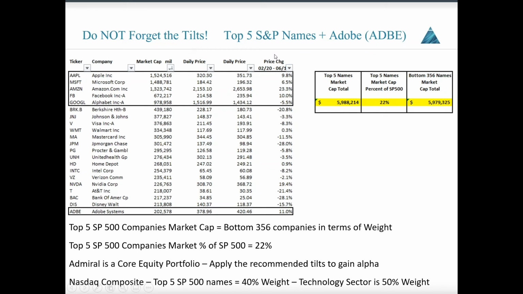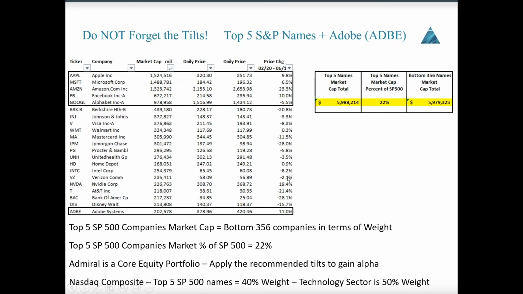What we're looking at is the tilts that I've recommended, the top 5 S&P 500 names plus Adobe, okay? Alone, the top 5 names, and this is as of 6/18, they now represent the bottom 356 names in total market cap of the S&P 500. So if you want to talk about the broader benchmark being biased towards the weight of the top 5 names in the S&P 500, look no further than this spreadsheet as your evidence of that.